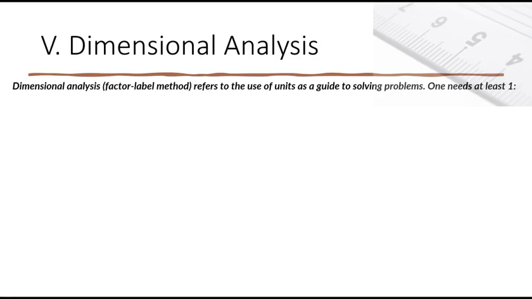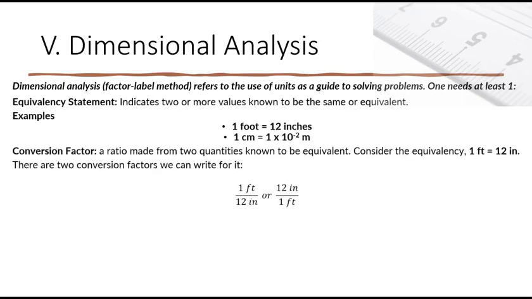5. Dimensional analysis. Dimensional analysis is also known as the factor label method, and that refers to the use of units as a guide to solve problems. We will always need at least one equivalency statement. This indicates that 2 or more values are known to be equivalent. For example, we know that 1 foot is equivalent to 12 inches, and 1 centimeter is equivalent to 1 times 10 to the negative 2 meters.